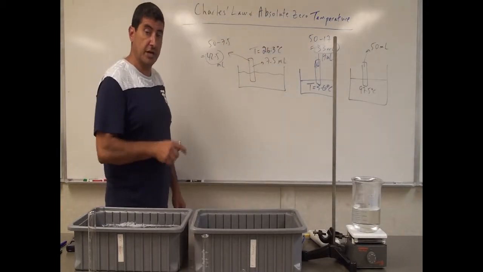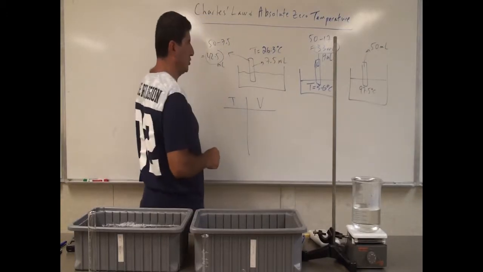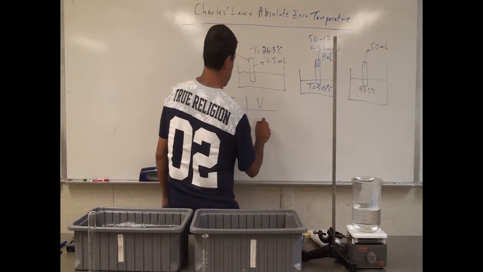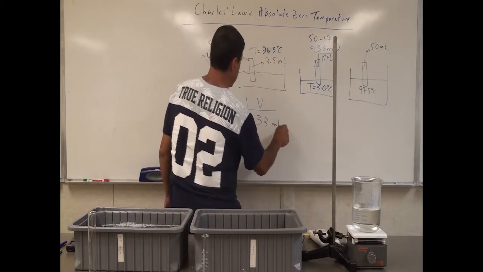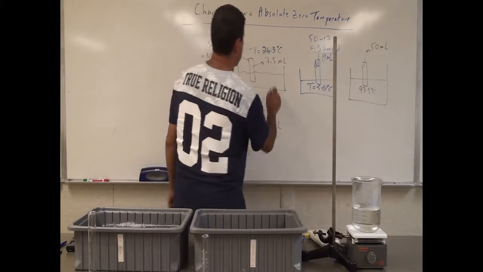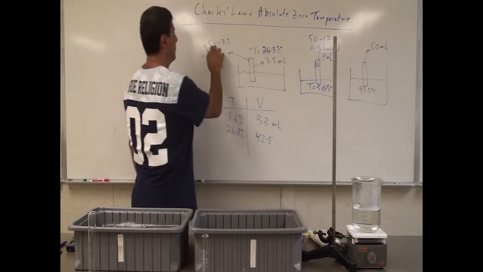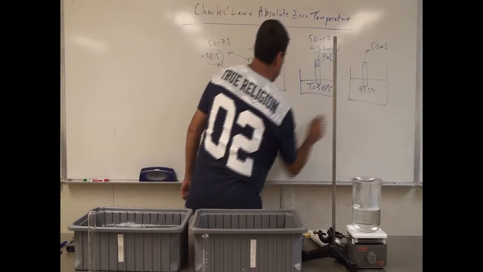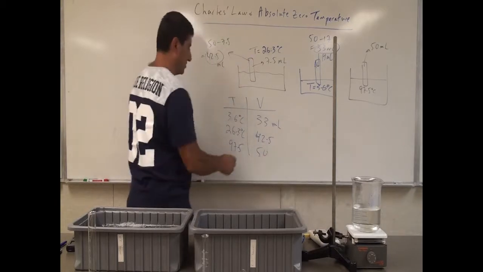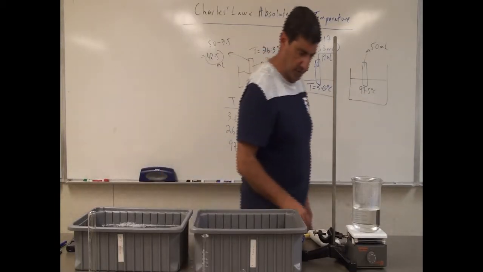Now we can do a plot of volume versus temperature. On the left side, we can put the temperature. On the right side, we can put the volume. The lowest temperature will be 3.6 Celsius, and the volume of the air will be 33 milliliters. The next temperature will be 26.3 Celsius, and the volume of the air will be 42.5, because 50 minus 7.5. And then the original temperature of the water is 97.5, and the volume of the air is 50 milliliters. So let's do that plot in Excel and see what kind of graph we get.